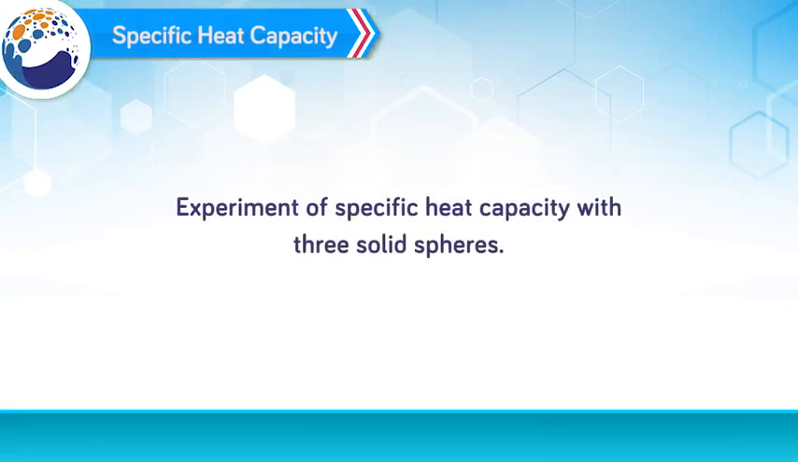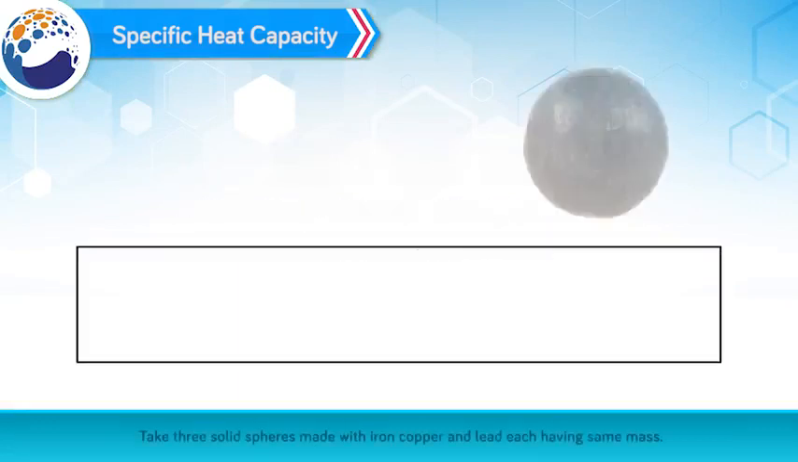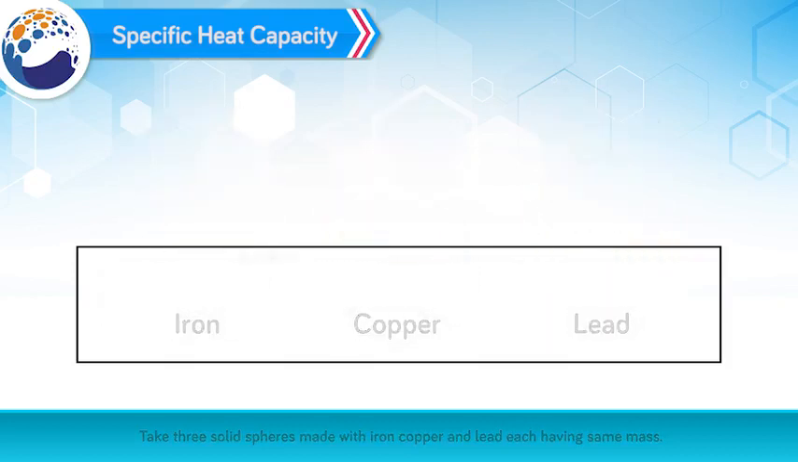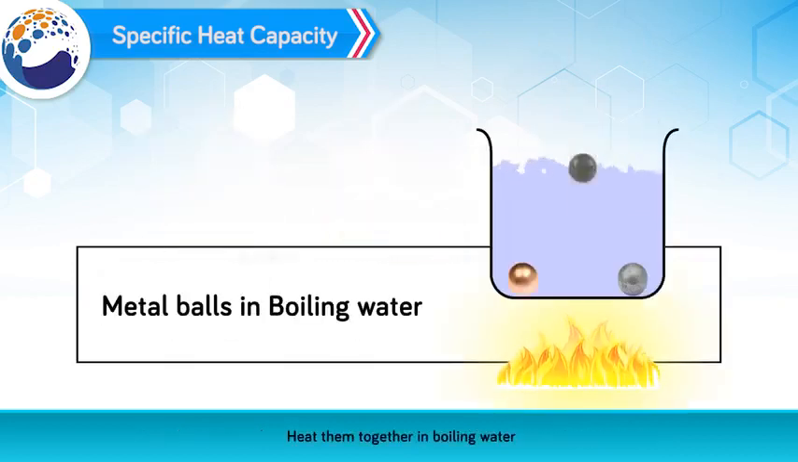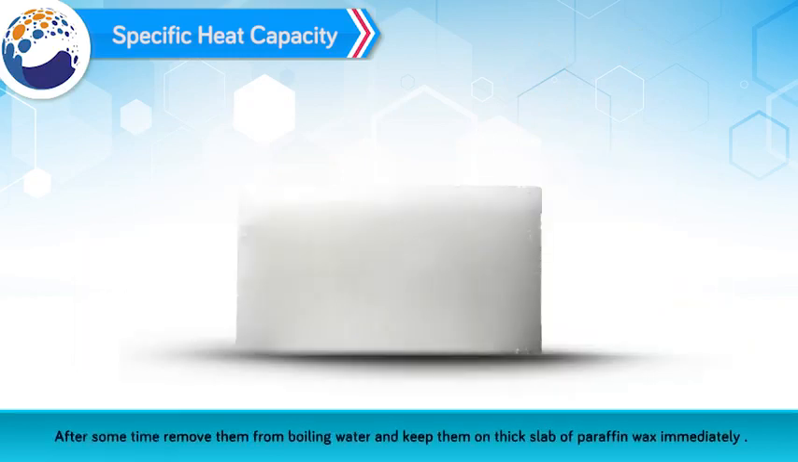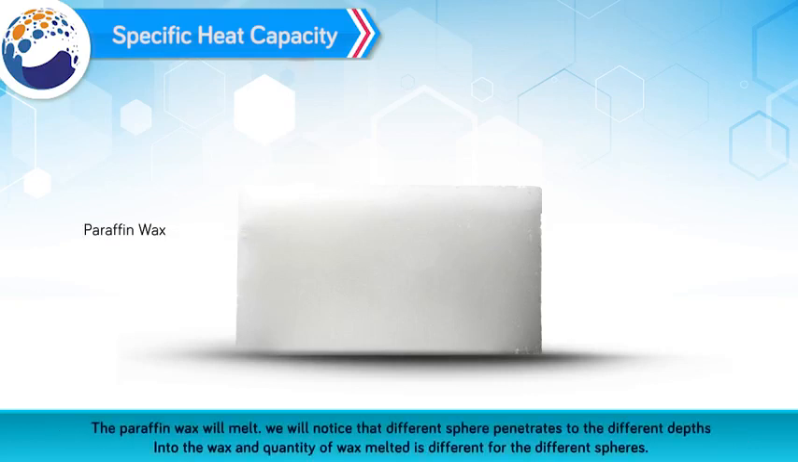Experiment of specific heat capacity with 3 solid spheres. For this experiment, take 3 solid spheres made of iron, copper and lead, each having the same mass. Heat them together in boiling water. After some time, remove them from boiling water and keep them immediately on a thick slab of paraffin wax.